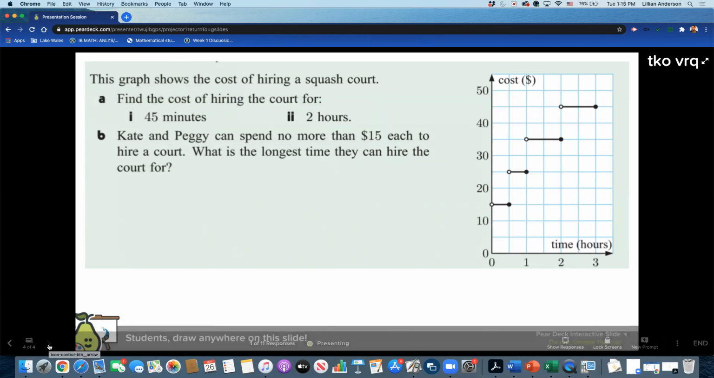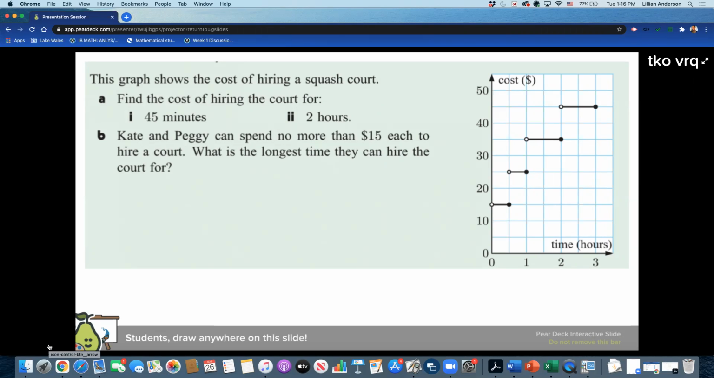another piecewise function, one that's a little bit more involved. The graph shows the cost of hiring a squash court. Find the cost of hiring the court for 45 minutes. Like around, yeah, 25. Look again. 45 minutes on your graph corresponds to what part of this piecewise function? True. So then you got to look at where 45 minutes would hit your graph. It'd be between 30 and 1.